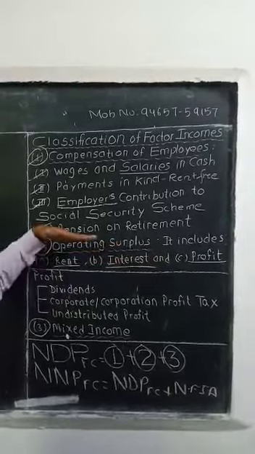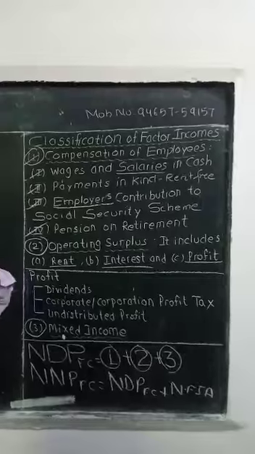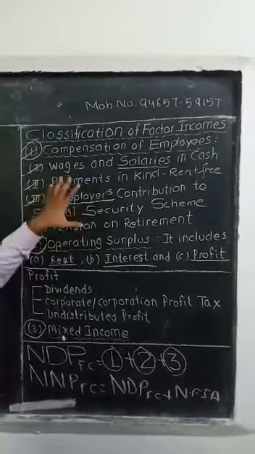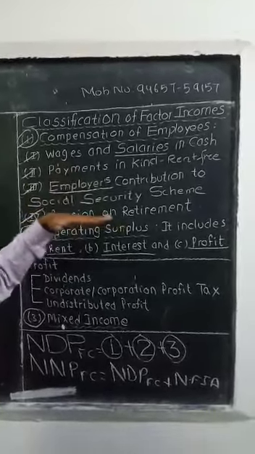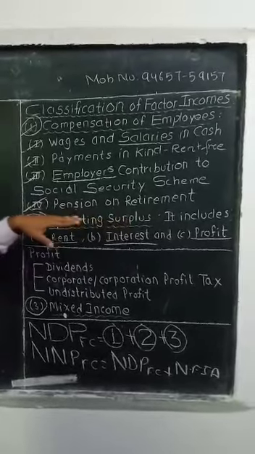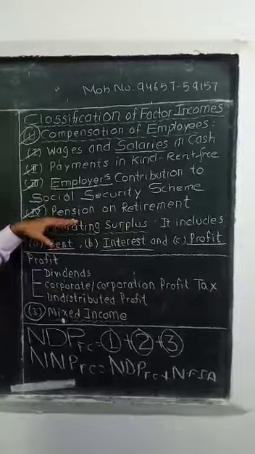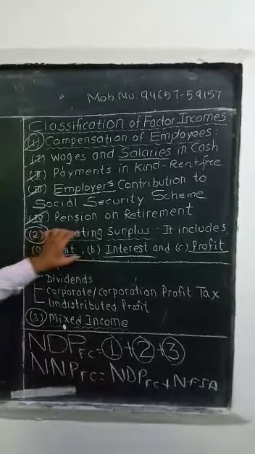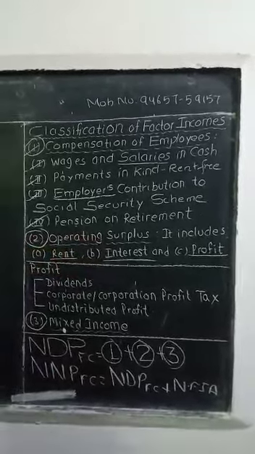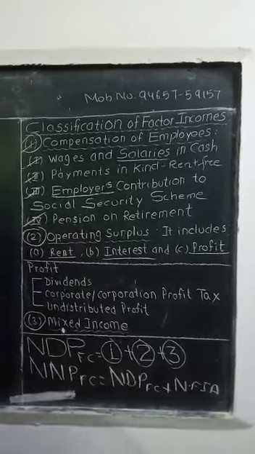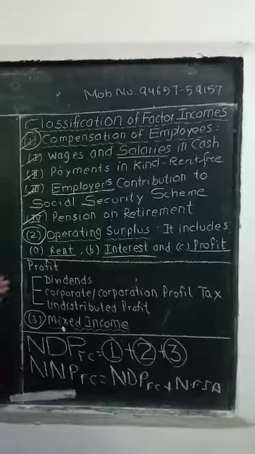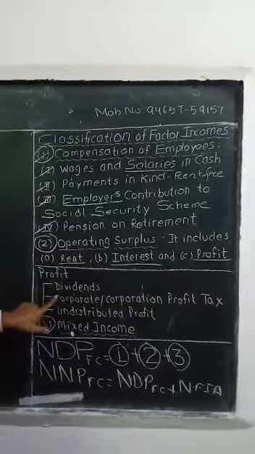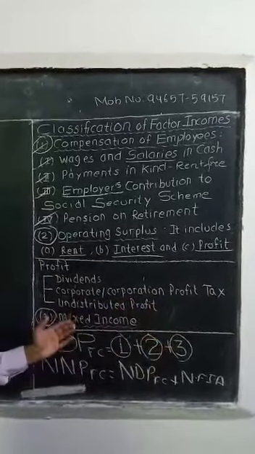Fourth one is the pension on retirement. Here, students, we will never take old age pension, because old age pension is a kind of transfer income, but here we have to take only factor income, and pension on retirement is part of factor income. Why? Because the person gets the pension on retirement after giving his services for 30, 35, 40 years. Then operating surplus: this means income generated by using enterprises, business, land, labor, and it includes rent, interest and profit. And profit is further categorized into dividends, corporate profit tax, and undistributed profit.